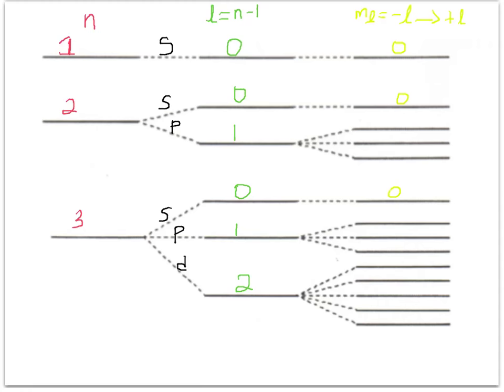Remember, if you need to pause or go back, that is completely fine. You do it on your own time. Okay. Now the P's range from negative L to positive L, so that's negative 1, 0, positive 1. So again here, negative 1, 0, positive 1. The D's will go from negative 2 all the way to positive 2, because it goes from negative L to positive L.